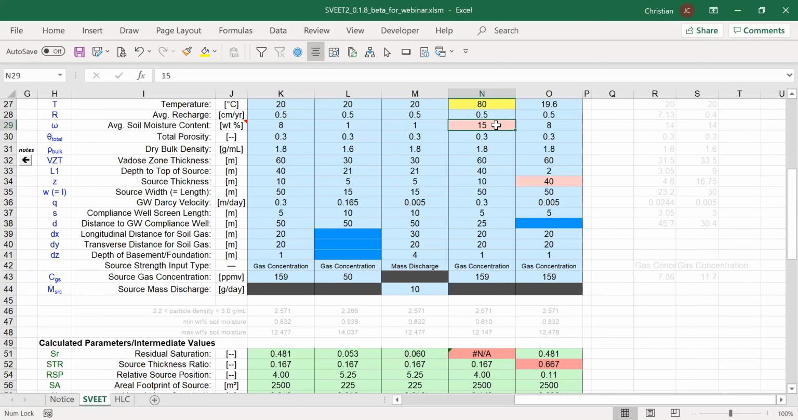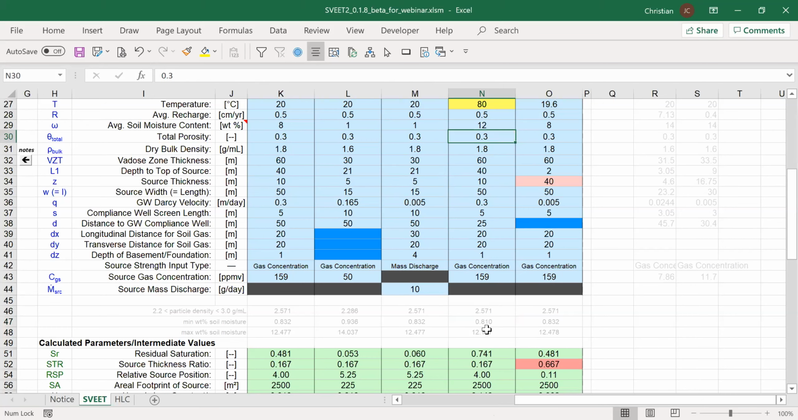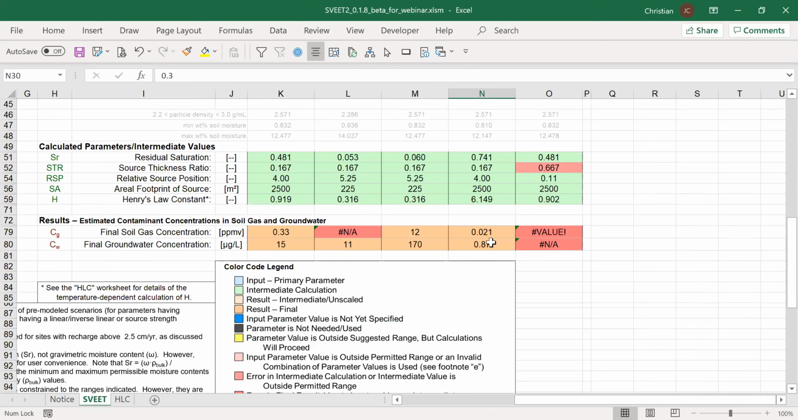I will point out, here's another spot where the soil moisture is outside the bounds, so it shows up in the pink red color. I'm going to point out that these few numbers down here, they're kind of small and in gray. They're helper numbers. There's some constraints on the particle density that's assumed between 2.2 and 3 grams per mL. And based on the particle density and the porosity and the bulk density, that is what constrains the soil moisture. So these two numbers here are actually the bounds for that soil moisture value. So I can go up here and enter 12 to be within the bounds, and then the values are calculated.